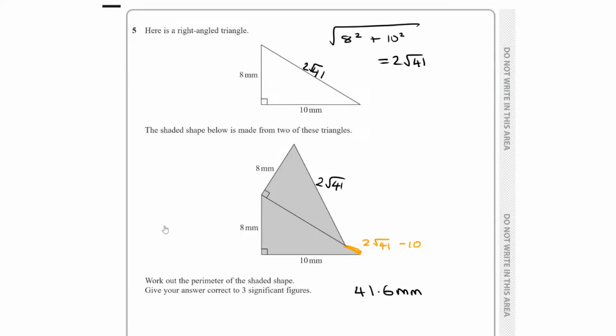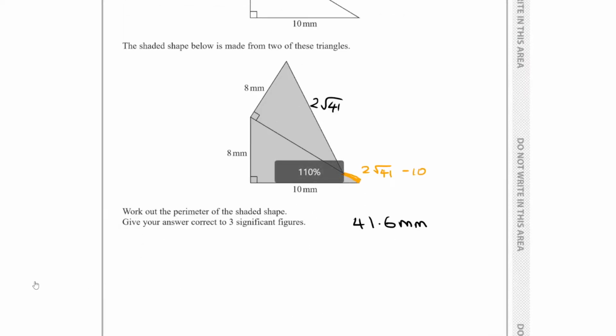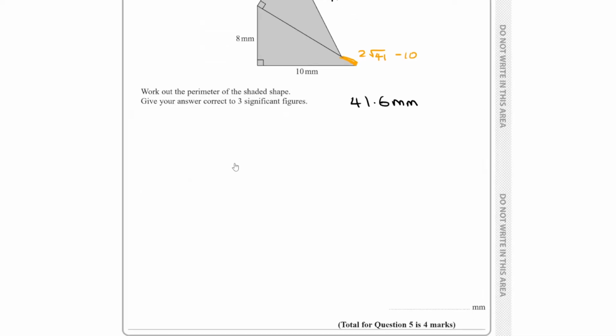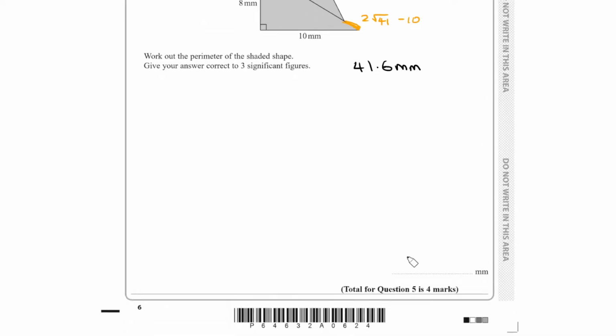Millimeters. So yeah, just don't forget this small bit here. I think it's fine to do the Pythagoras, but don't forget this small side here that you can't quite see. That's the only thing, isn't it? So that was actually 4 marks, which I think is quite nice for 4 marks.